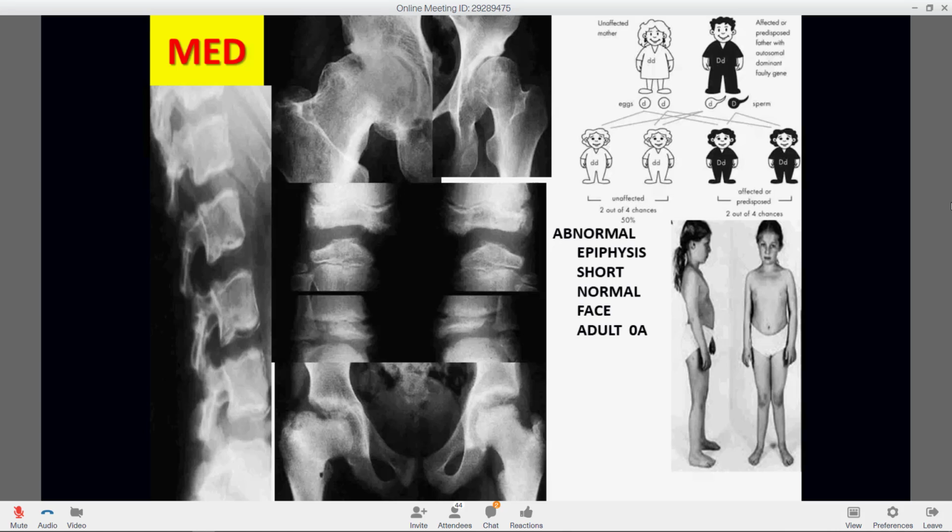Treatment: joint replacement and corrective osteotomy if needed.